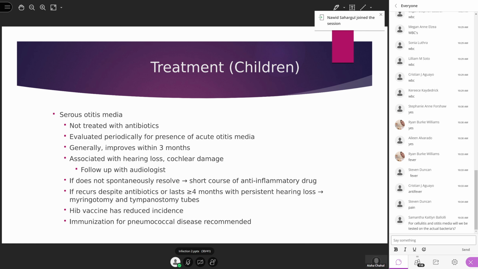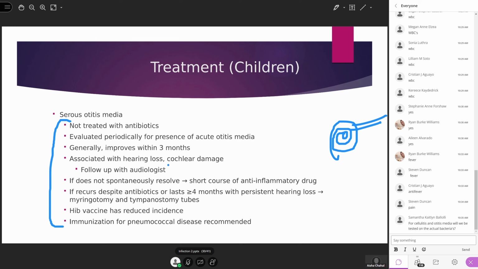And treatment. So for the serous otitis media, we already talked about it, that we are not going to use antibiotics. We are going to wait until it resolves. If there is a hearing loss or cochlear damage, the cochlea is that circular structure at the end that has a cochlear nerve and vestibular nerve, and if there is damage, they really need a cochlear implant, right? So we are going to follow with the audiologist, and if it doesn't resolve, then we move to the anti-inflammatory drugs. Sometimes that helps as well.